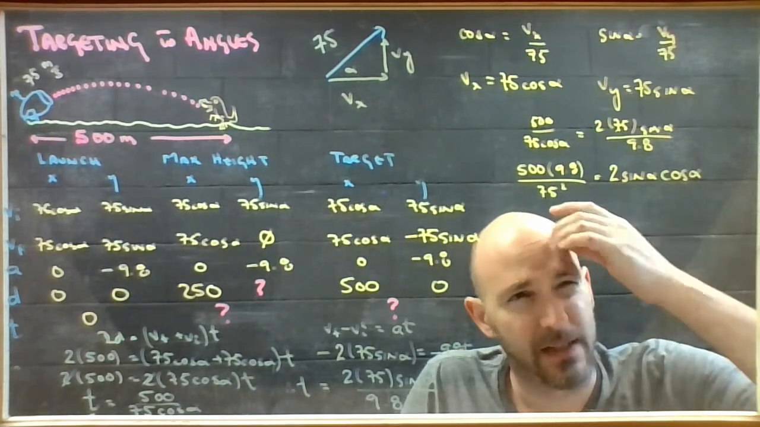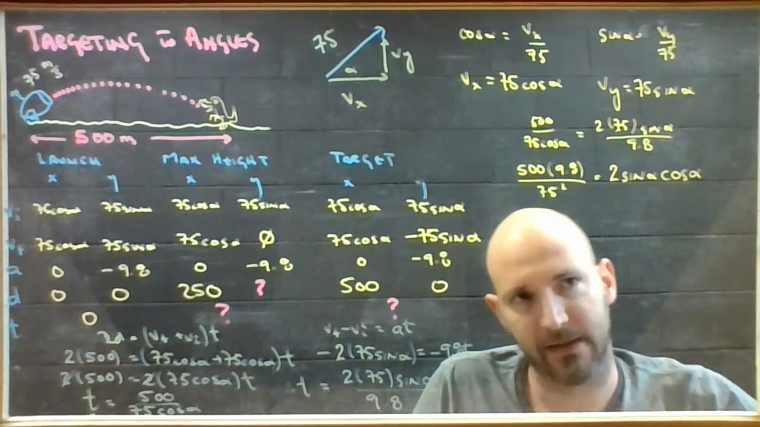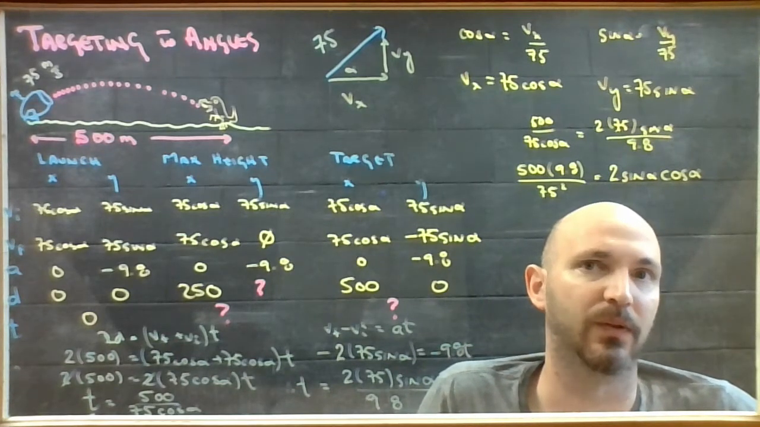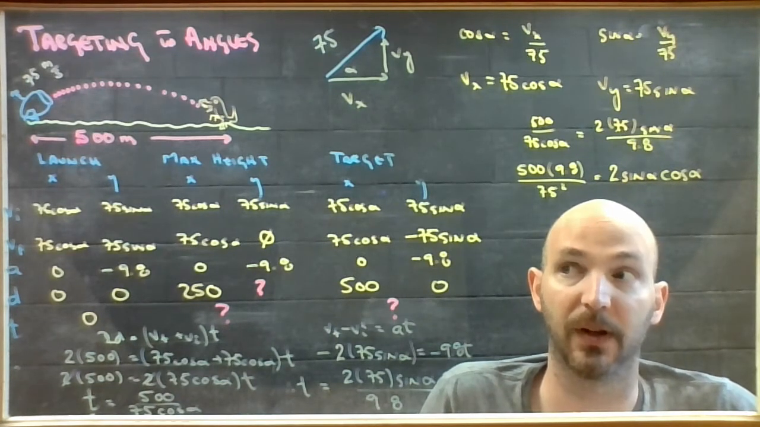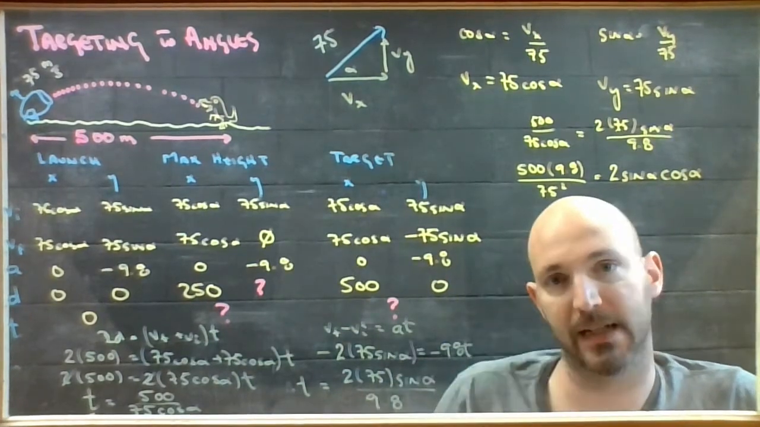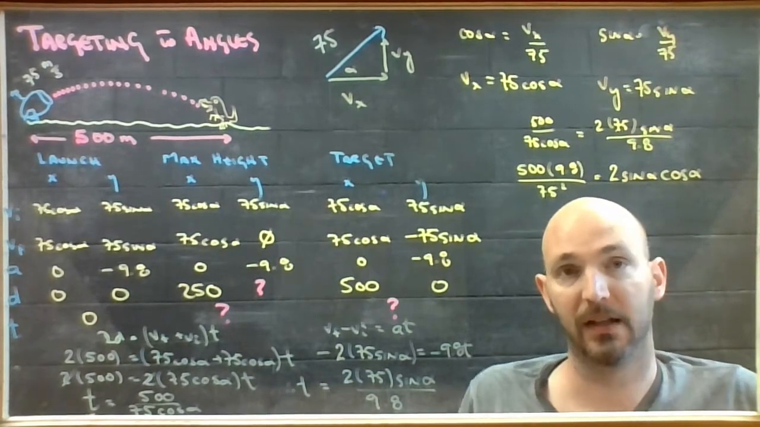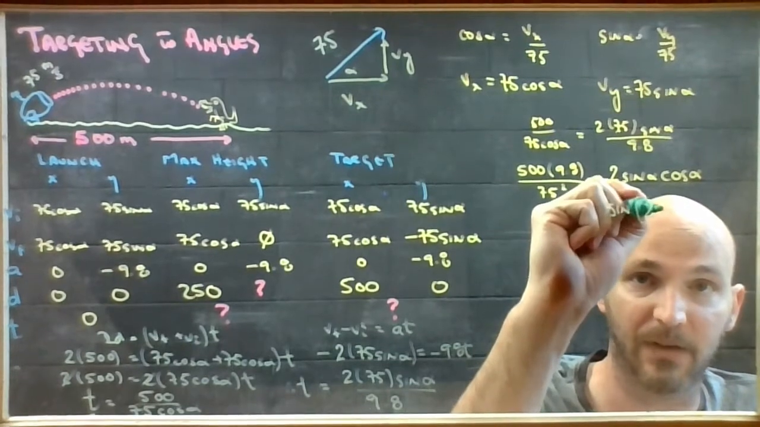Now to finish this, I've got a sine alpha and a cos alpha in there, and that's not solvable. You don't have a function that can undo both sine and cos. So you're going to have to pull an algebra trick here, and you're going to have to remember from your advanced functions class, hopefully you've taken it, that this is a trig identity. 2 sine alpha cos alpha is the same as sine twice alpha.